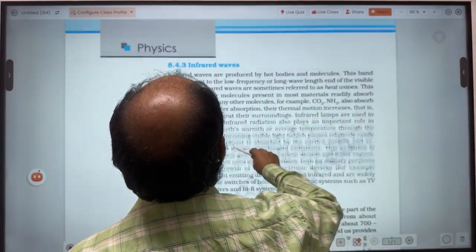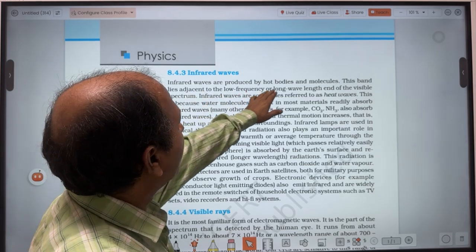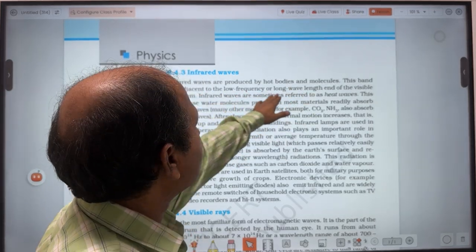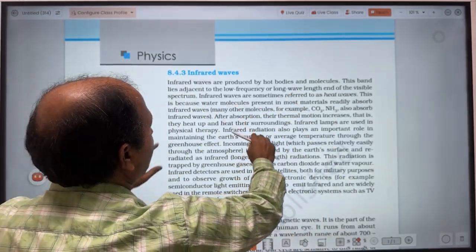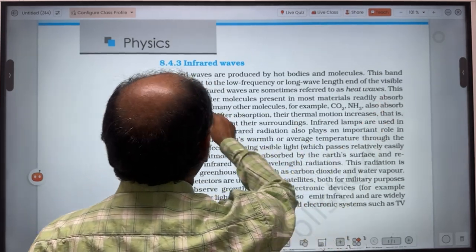Then comes infrared waves. Infrared waves are produced by hot bodies and molecules. This band lies adjacent to the low frequency or long wavelength end of the visible spectrum. Infrared waves are sometimes referred to as heat waves.